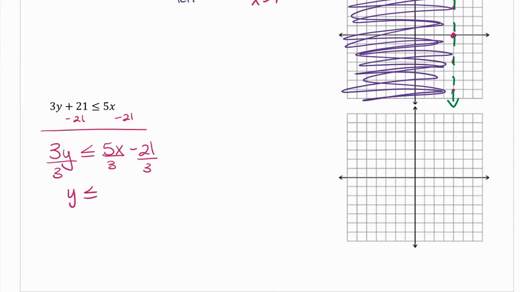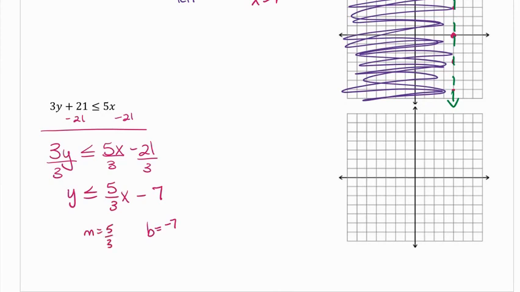I'm going to leave this one as a fraction. It's a slope, right? If there's ever a fraction here with a slope by the x, don't change it to a decimal. Keep that as a fraction. And then minus 21 over 3, so that'd be minus 7. Okay, so then we're going to plot those points. Our y-intercept is going to be negative 7, and our slope is 5/3.